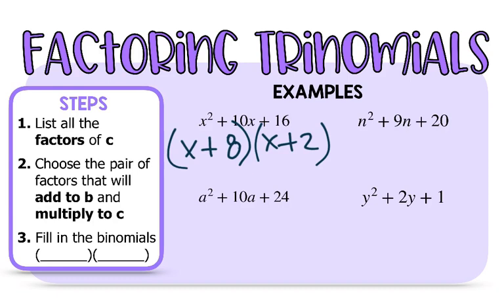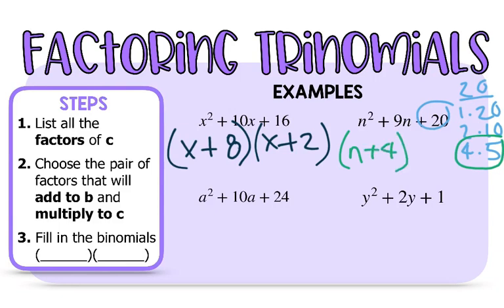Alright, let's look at the second one. What are factors of 20? Well, I have 1 times 20, 2 times 10, 4 times 5, and that's it. So let's look at these numbers and say which ones will add to get me to 9. And the only one that would work would be 4 and 5, 4 plus 5. So I'll write n plus 4, n plus 5. And we're done. I factored it.